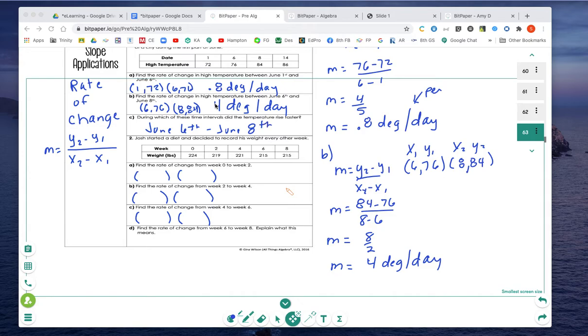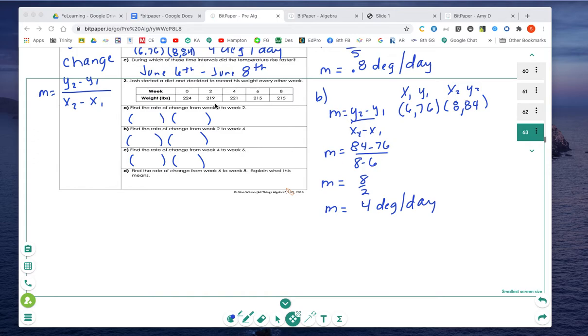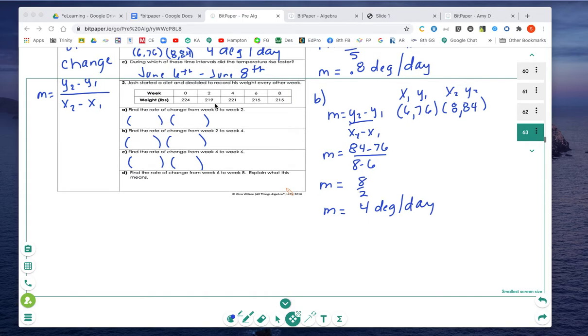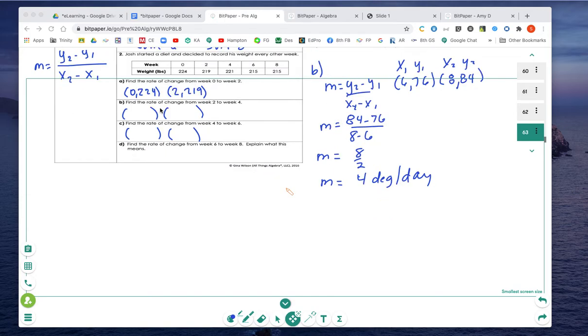All right, let's take a look at the next one. The next one says, Josh started a diet and decided to record his weight every other week. So we're going to find the rate of change for week 0 to week 2. So we're going to look at week 0, which is going to be 0, 224 and 2, 219. Now notice that the 0 is the week and the weight is our y. All right, so now we're going to go ahead and find our rate of change.